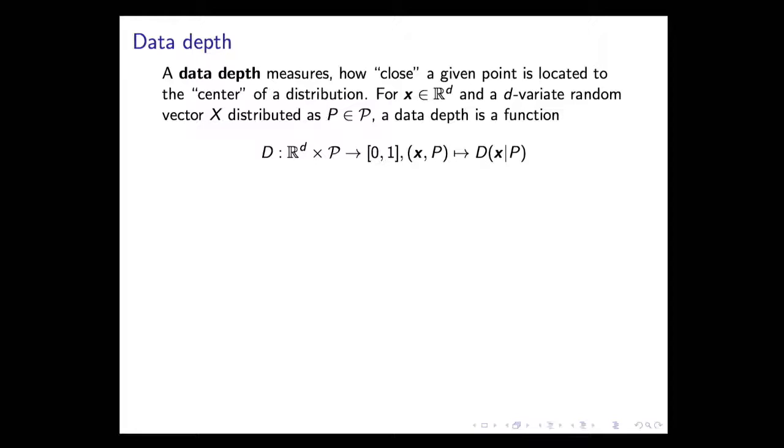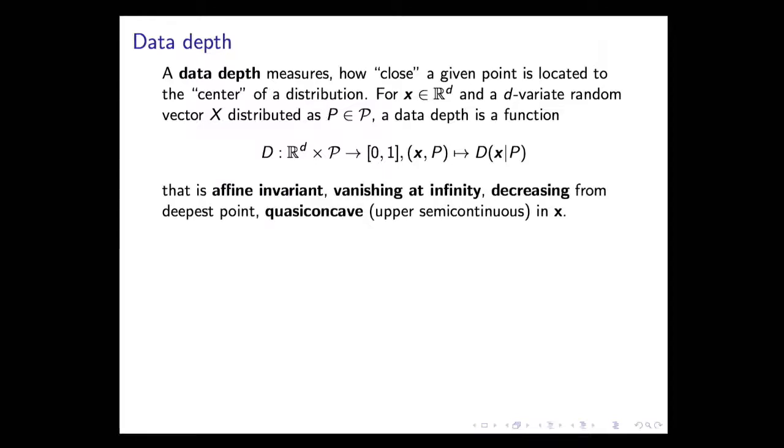Clearly there are very many ways to define this kind of function. This is too abstract, so some axiomatics were developed, stating that there should be some properties fulfilled by these functions. It should be affine invariant, which means you can apply any affine transformation to your data set and the data depth will not change. It should vanish at infinity, which is reasonable: if you move far from your data set, the depth will go to 0. Depth should be decreasing as you move from the center of your data cloud, and the contours of the data depth function should have a nice shape.